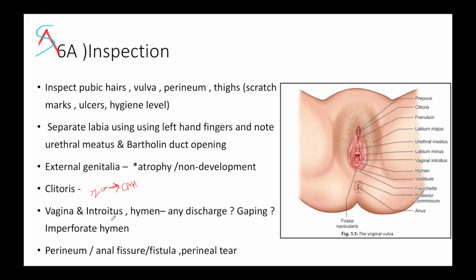Then you have to look at her vagina, at her introitus, at her hymen, whether there is any discharge, whether the introitus is gaping. Normal introitus would be V shaped, but if it is gaping, then it would be U shaped. In case of imperforate hymen, you will see a bulging, shining and bluish colored hymen. Then you have to examine her perineum, look at the anus for any fissure, fistula or any hemorrhoids, and whether any signs of perineal tear are there or not.